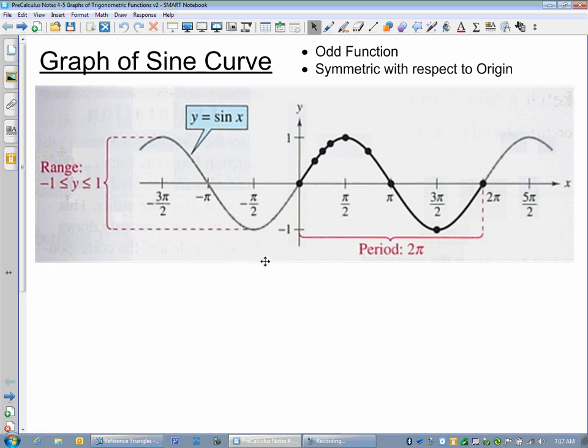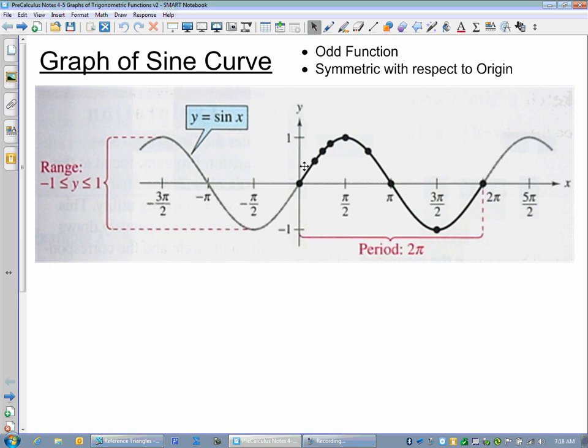But the domain is all real numbers, because we can put in any value of theta into the function and get back a value for that function. But that value for the function will always be between -1 and 1. Now when we graph these, we're going to take a parent function approach. We're going to look at the characteristics and the shape of this parent function, and then use our transformations to apply that to any equation involving sine or cosine.